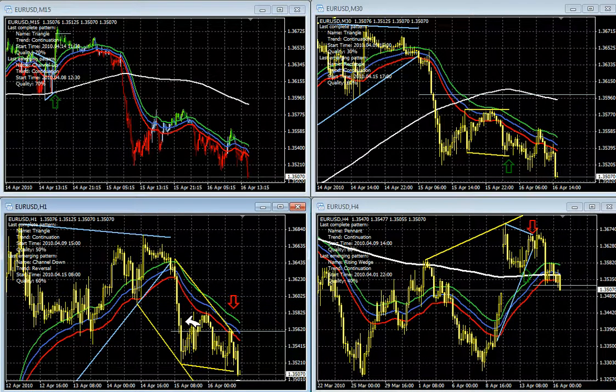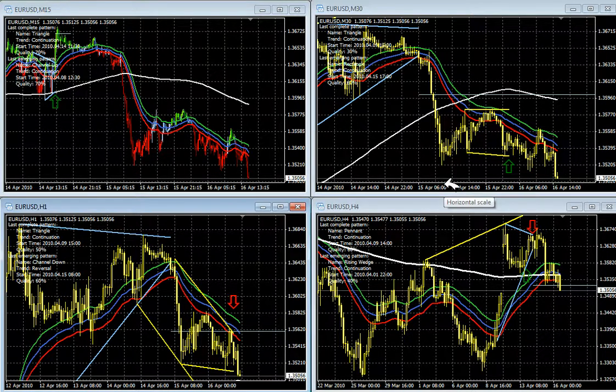I also have the Auto Chartist plugin for the MT4 platform, where my chart patterns and the lines you see that are drawn on all these charts, these are automated, and that's the last plugin that I've got running here.